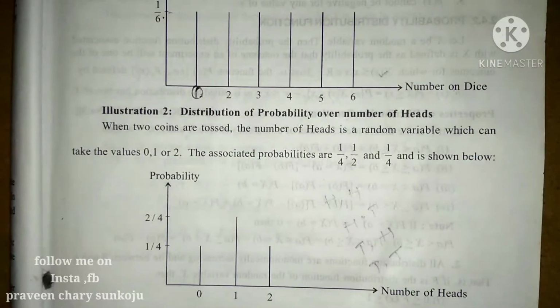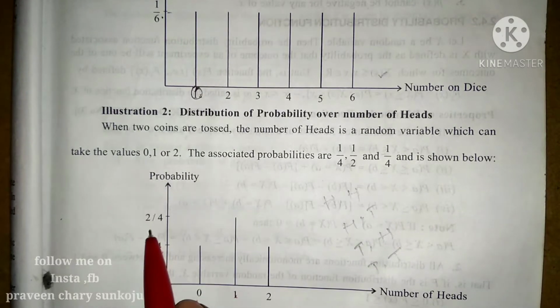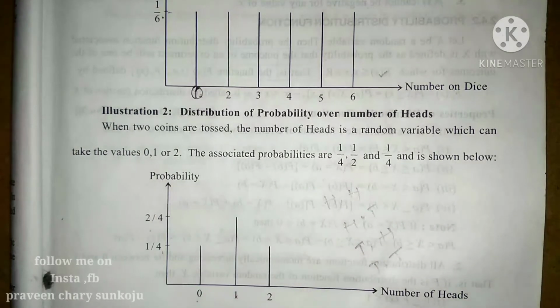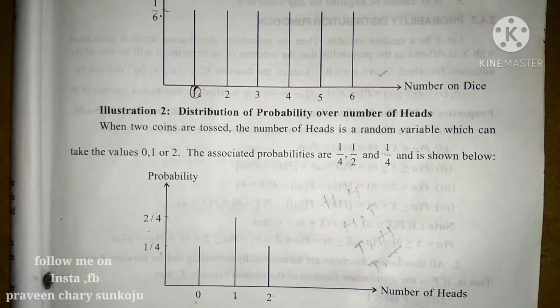Here a similar graph is drawn. For 0 it is 1 by 4, for 1 it is 2 by 4 or 1 by 2, and for 2 heads we get a 1 by 4 chance.